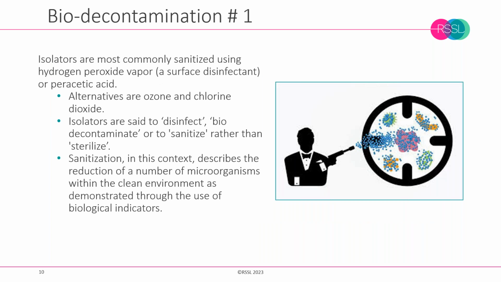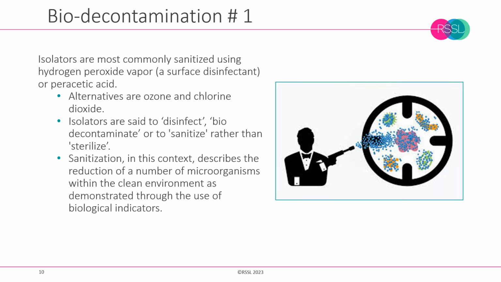The other key advantage is with the ability to run an automatic decontamination cycle. And there are different chemicals that can be used for that process. Probably the most universally common is hydrogen peroxide, but it's possible to use peracetic acid or chlorine dioxide or even theoretically ozone, but hydrogen peroxide accounts for the bulk of the isolator cycles. And isolators are said to disinfect or to sanitize or to bio-decontaminate.